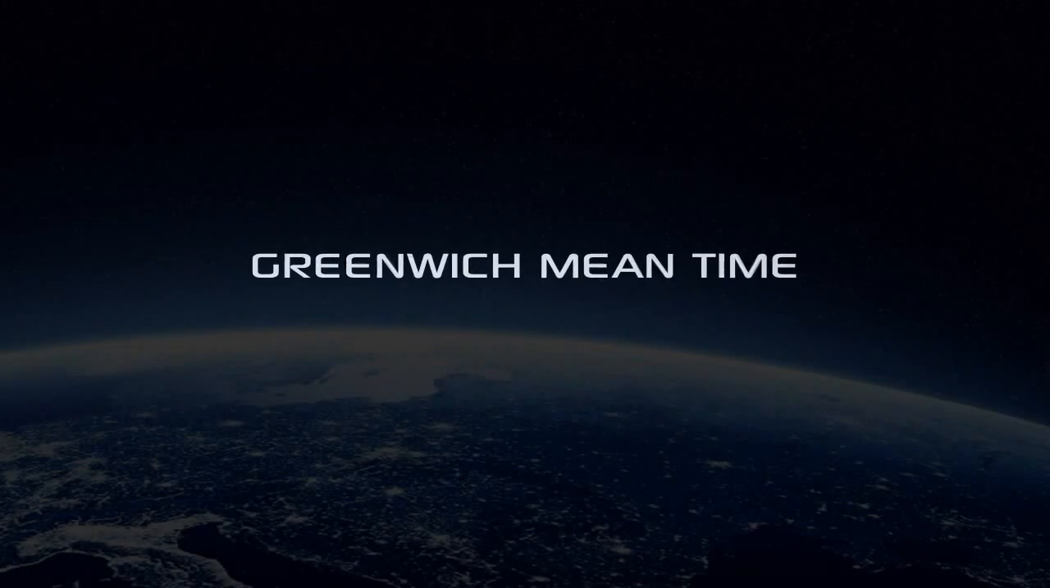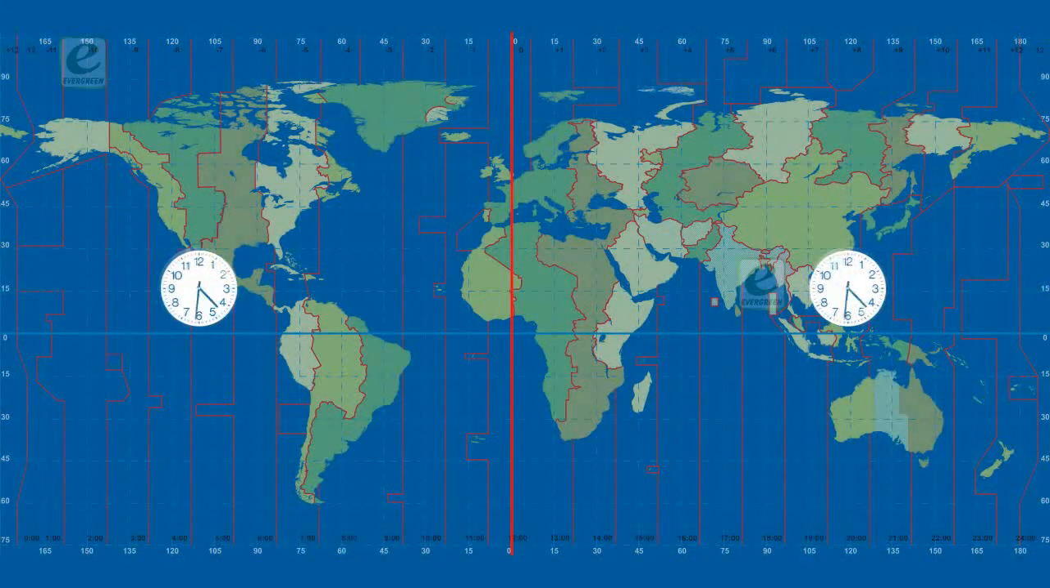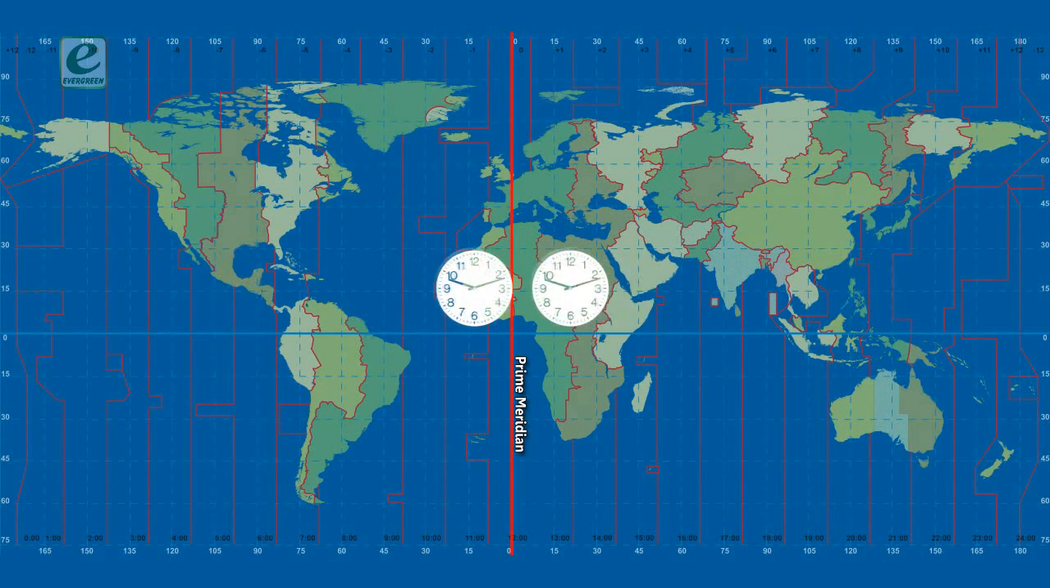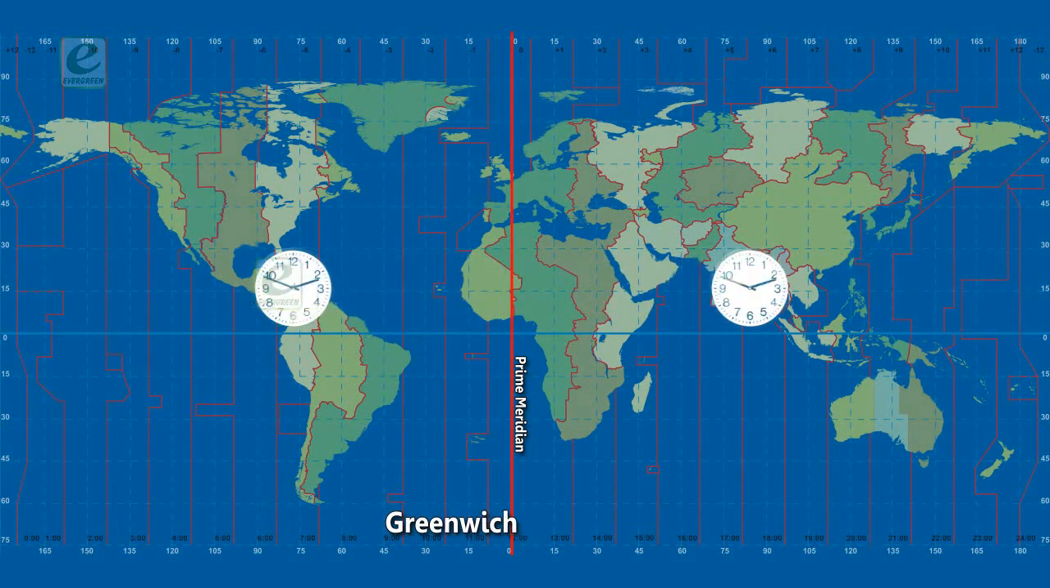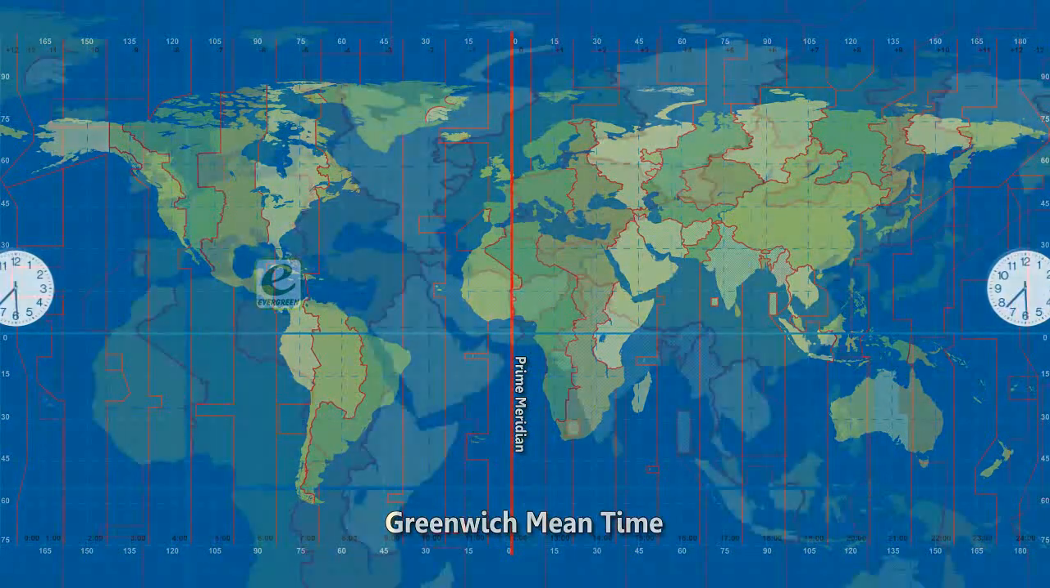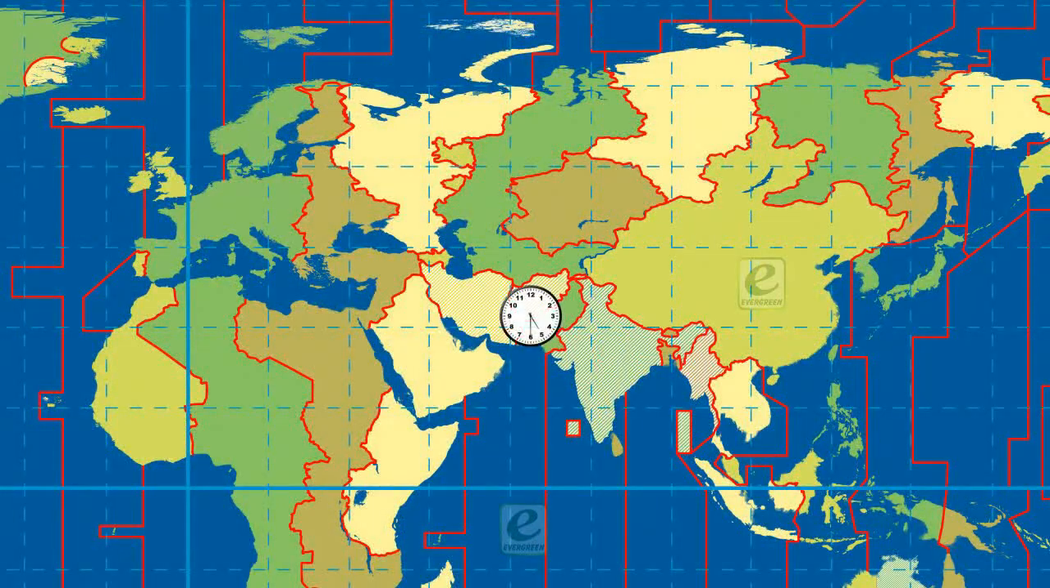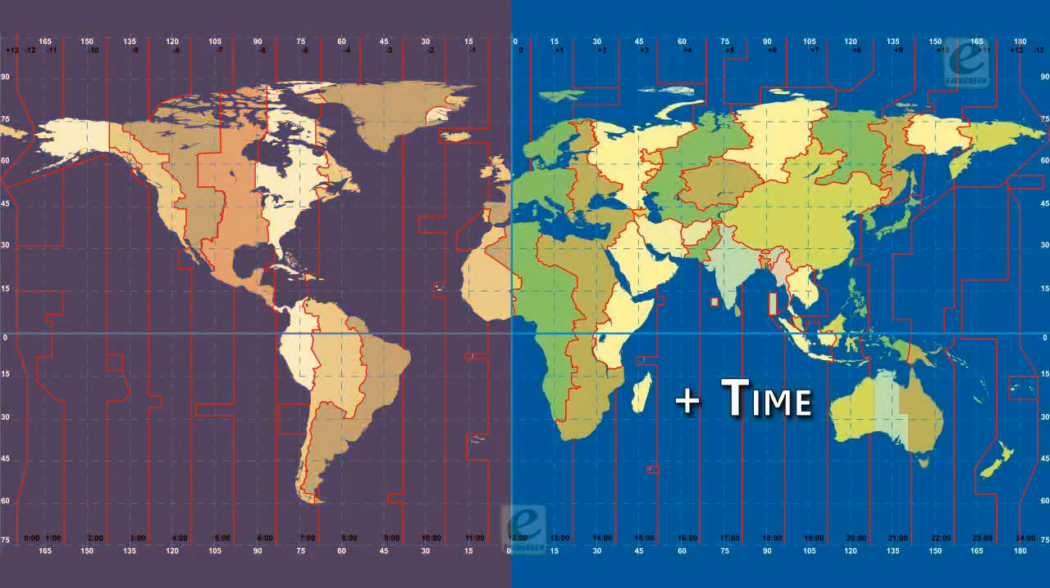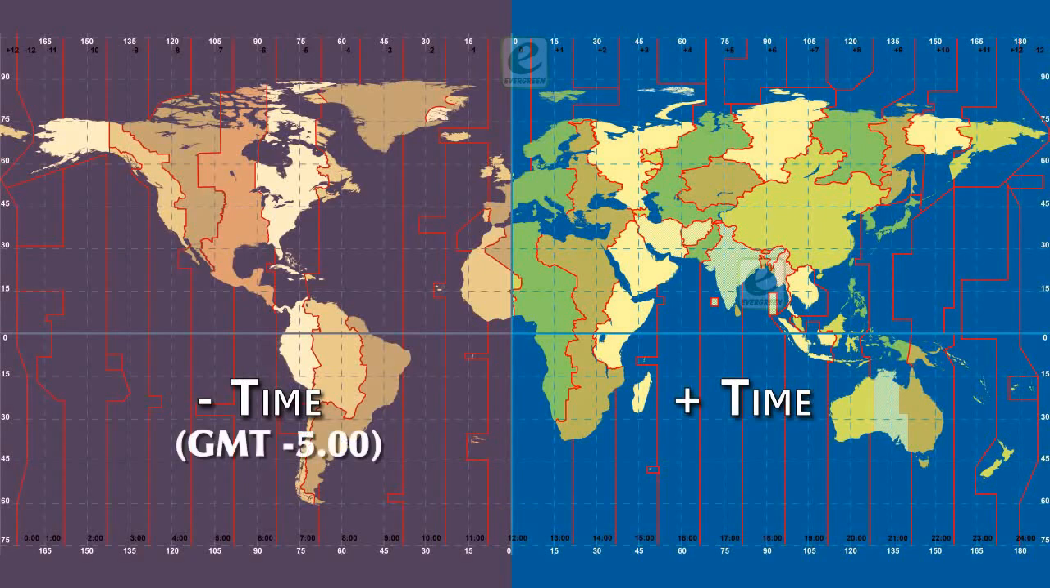Greenwich Mean Time. The time along the prime meridian in Greenwich, England is known as Greenwich Mean Time or GMT. In India, we are 5.5 hours ahead of GMT, that is GMT plus 5:30. Whereas the east coast of the United States is 5 hours behind GMT, that is GMT minus 5.